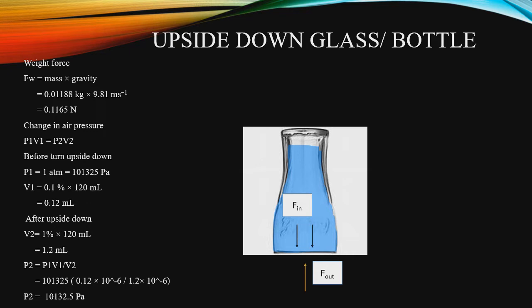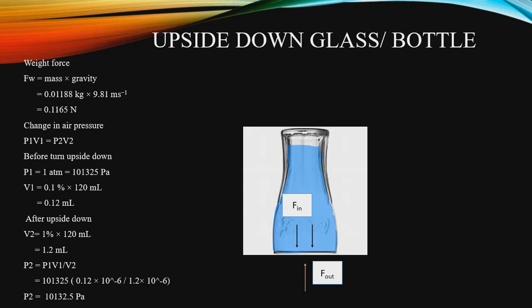Then we calculate the change in the air pressure. P1 times V1 equals P2 times V2. P1 is the pressure inside the glass and V1 is the volume inside the glass before we turn the glass upside down, and P2 is the pressure after we turn it upside down.